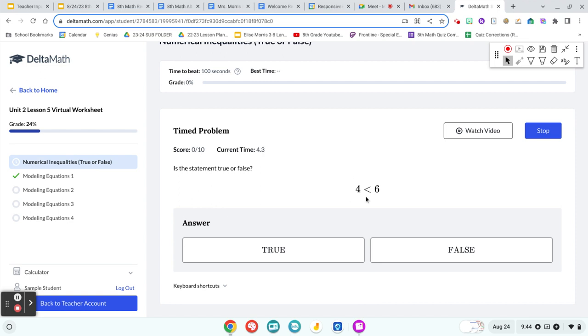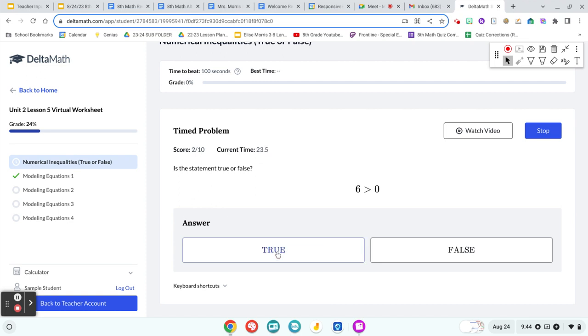All right, is 4 less than 6? Is 0 greater than -5? Yes, because -5 is to the left. -5 is to the left of 0, so -5 is less. Left on the number line is less.